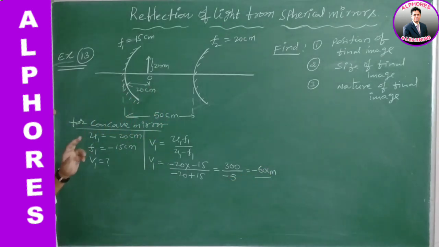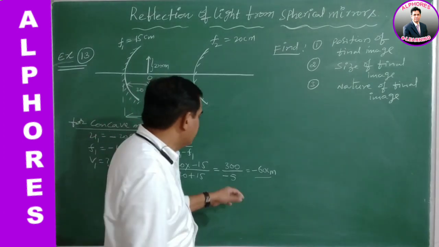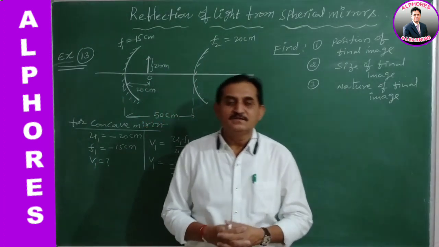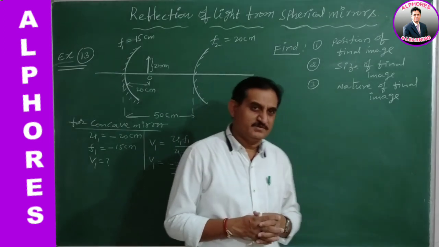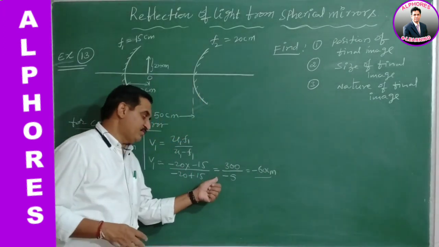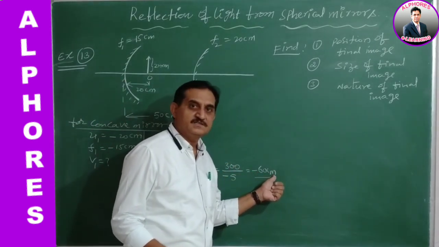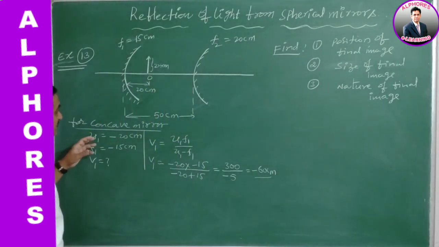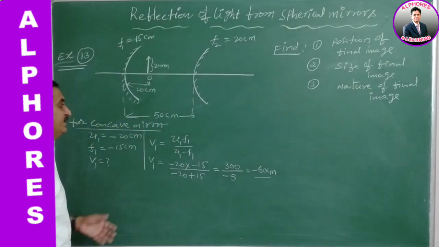Its corresponding image is formed at a distance of 60 centimeters, but a negative sign is obtained. The negative sign means the image is real and inverted. So from this sign we can decide that the image formed at minus 60 centimeters is real and inverted.